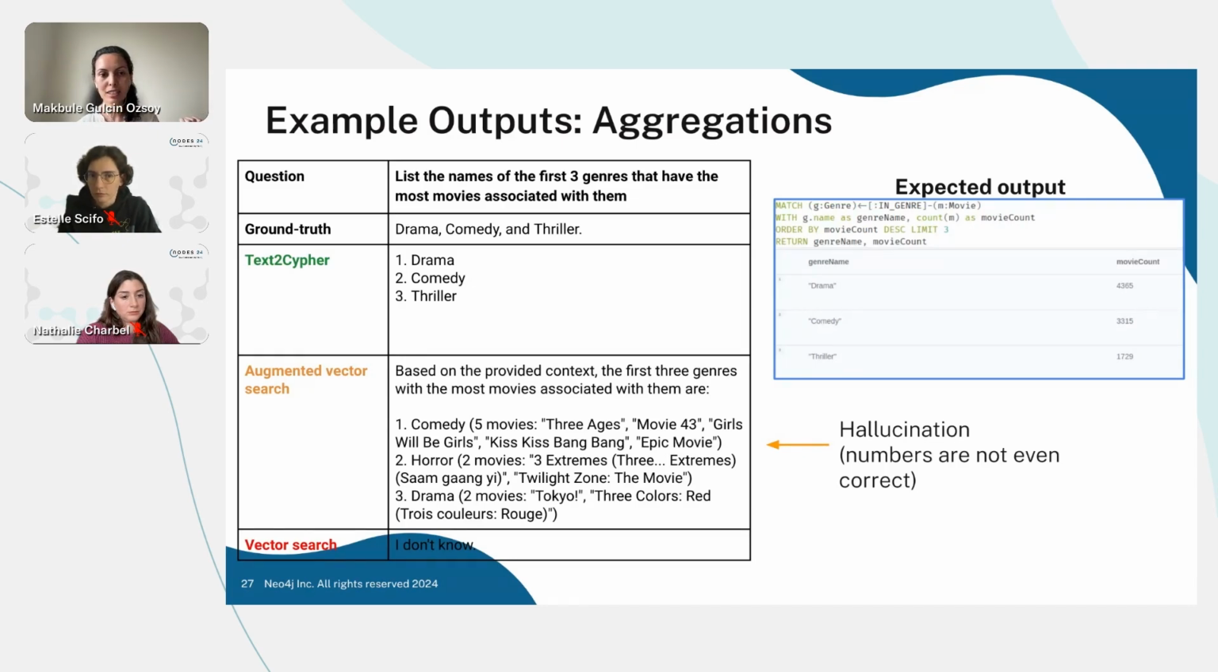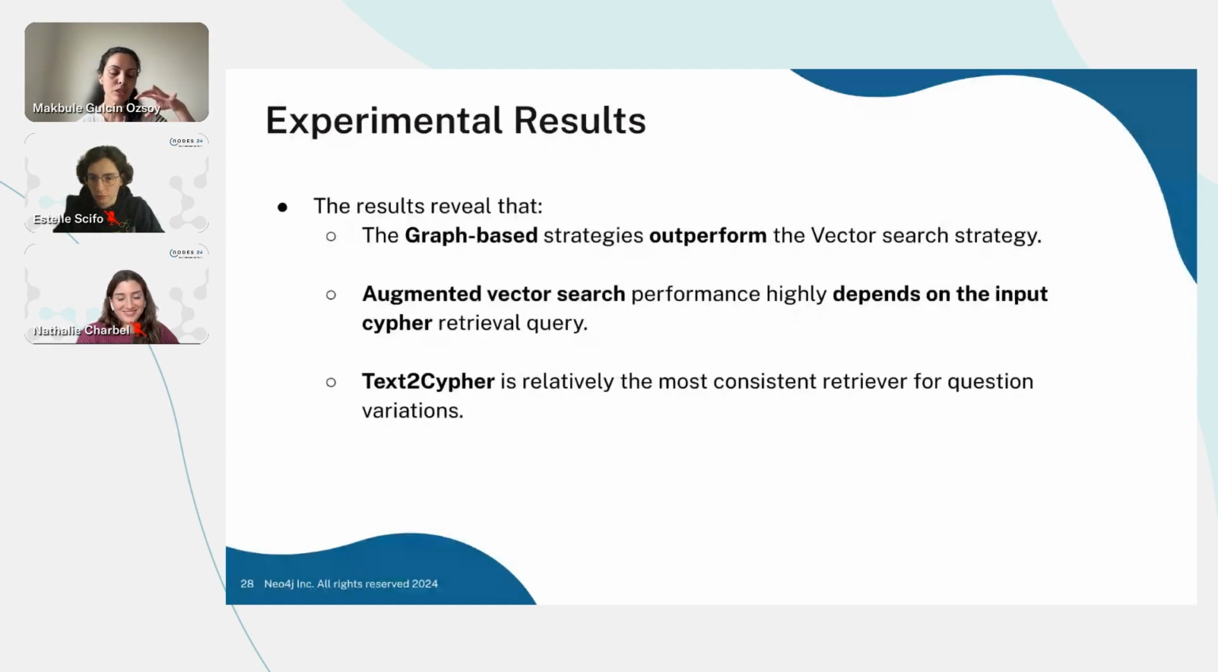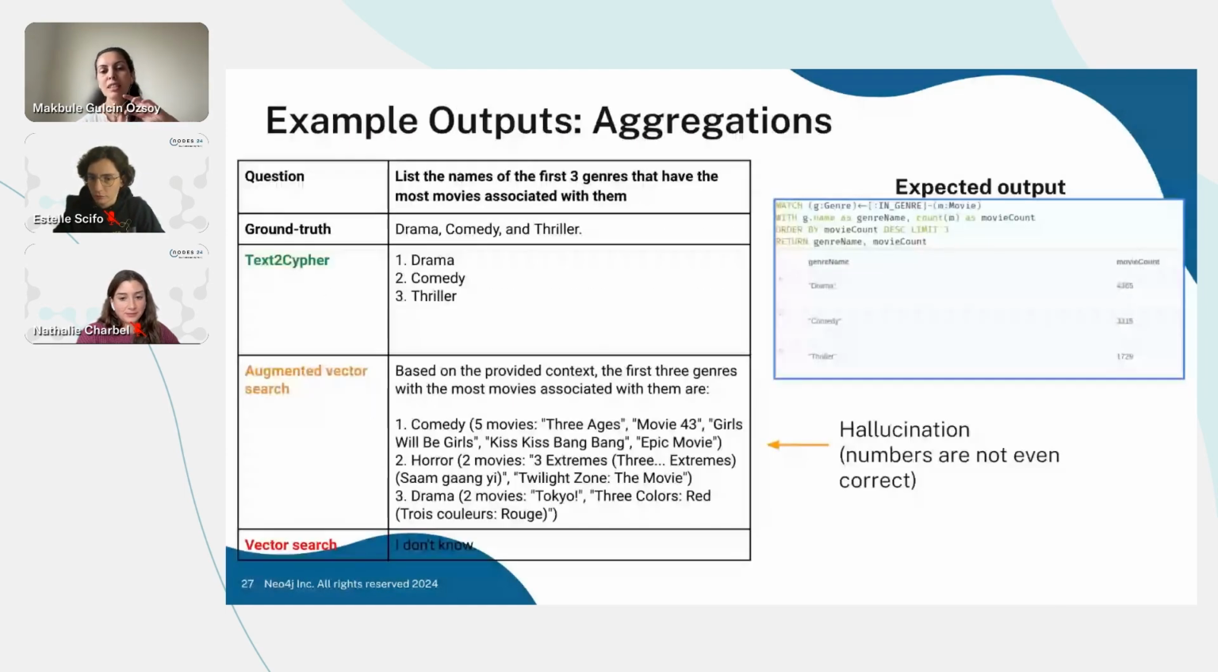One surprising result is from augmented vector search. It is able to return 2 of the right answers, comedy and drama, but it returns some additional information, like the list of movies relevant to those things, but the numbers are irrelevant because it is not able to access all the database. It is hallucinating some numbers itself based on the knowledge it has.